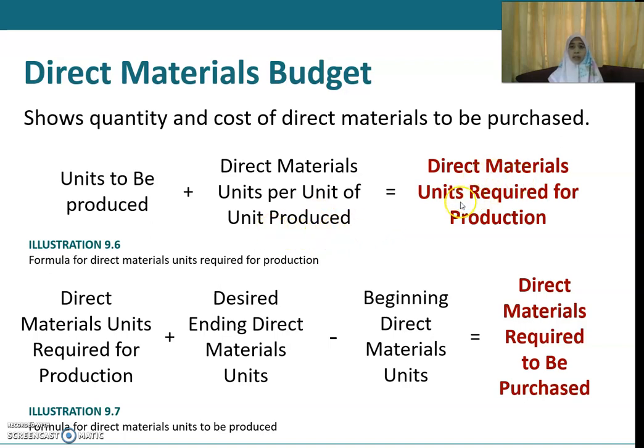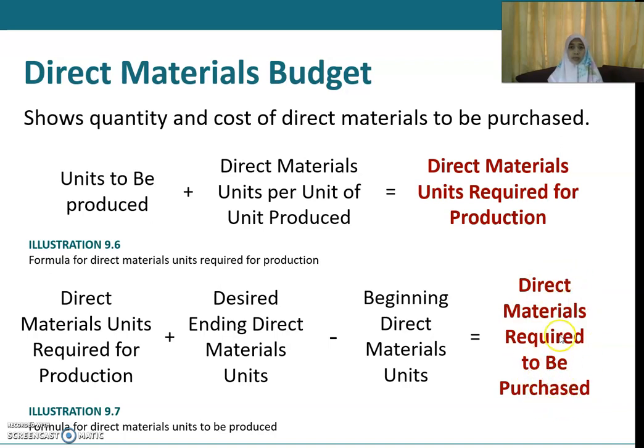So you will get the direct material units required for production, and then you need to adjust with the opening and closing inventory of your material now. Previously, we looked into the adjustment for the opening and closing inventory of your finished goods. Now we go into the material, or the input. You get the units required for production from here, and then adjust for the opening and closing. For the closing or ending, you add that one and then minus the beginning direct materials. So you will get the direct materials required to be purchased.